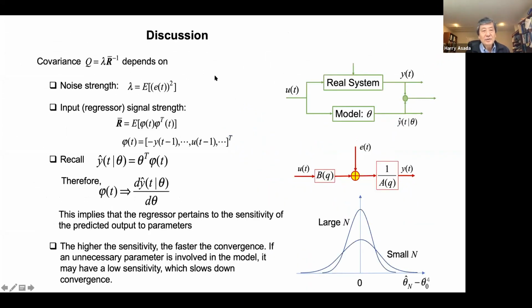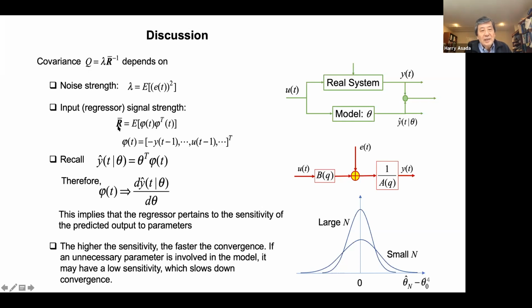So, some discussion about the result. The covariance depends on, first of all, the lambda, and it's obvious that the noise strength comes in, right? Even in R inverse, depending on the model structure, lambda may come in. Now the input: R's definition is basically the ensemble mean of phi times phi transpose. The inside of phi is basically the y's and the u's, right? So obviously, if R is large, then R inverse is small, so the covariance is small, that's good, right?